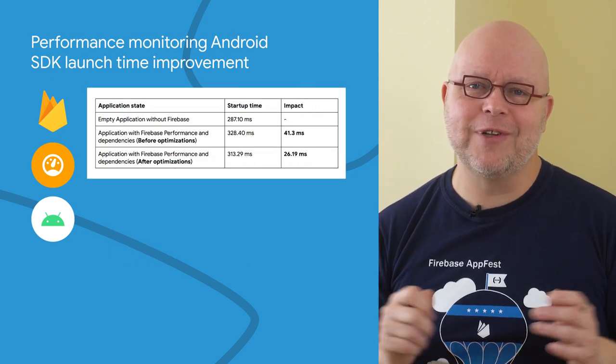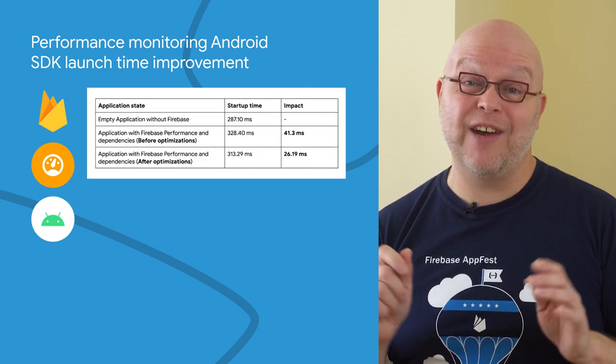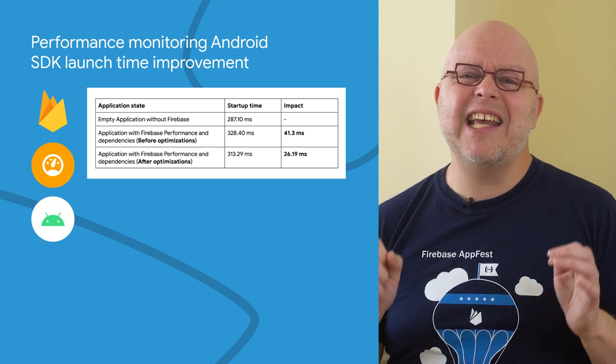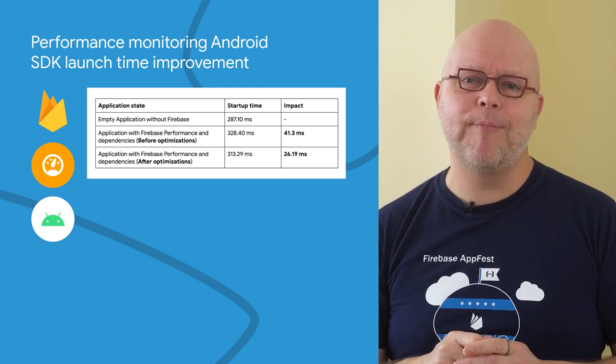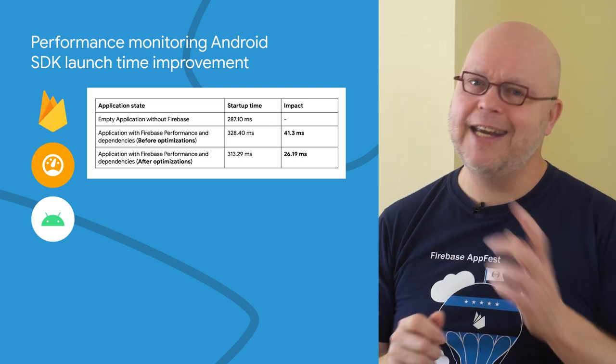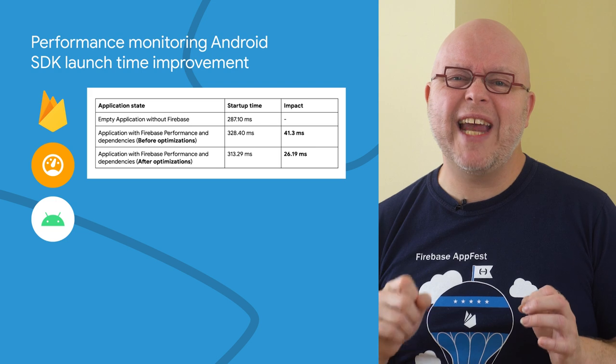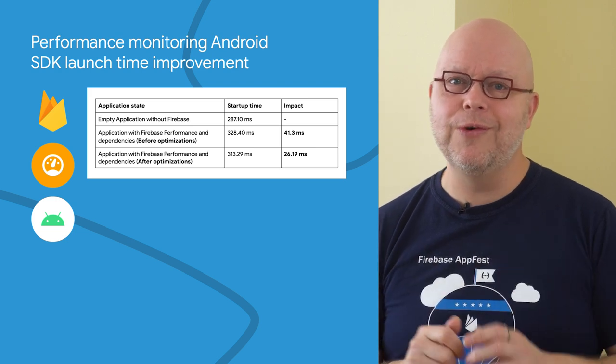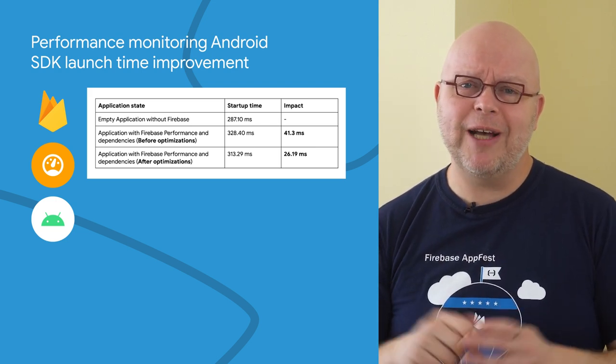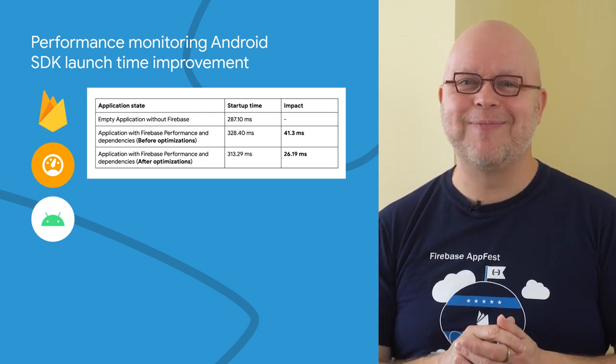Well, our Perfmon team has improved the startup performance of its Android SDK in recent releases, and this has reduced the impact on the startup time of your app by over 35%, as you can see here. So upgrade today to get faster app startup while also getting detailed performance metrics from your real users. And to learn even more about this change, read the blog post that I'll link below.